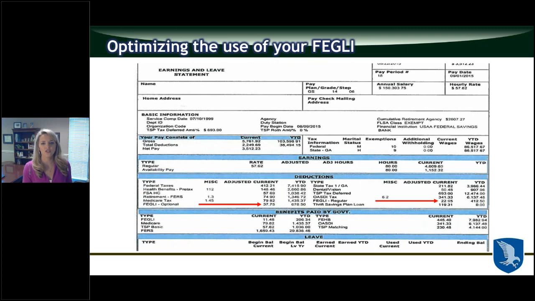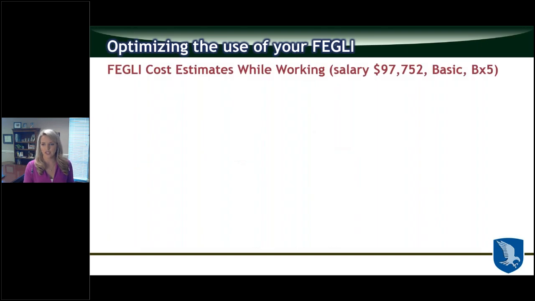So the cost for FEGLI while you're employed, the basic cost, which is on the right-hand side of my screen, the FEGLI regular, is based on your salary. So if your salary goes up, the cost of your basic will go up. The options, on the other hand, increase by the multiples you choose, and then they also can increase every 5 years that you have a birthday. So let's look at a quick example of what that would look like.